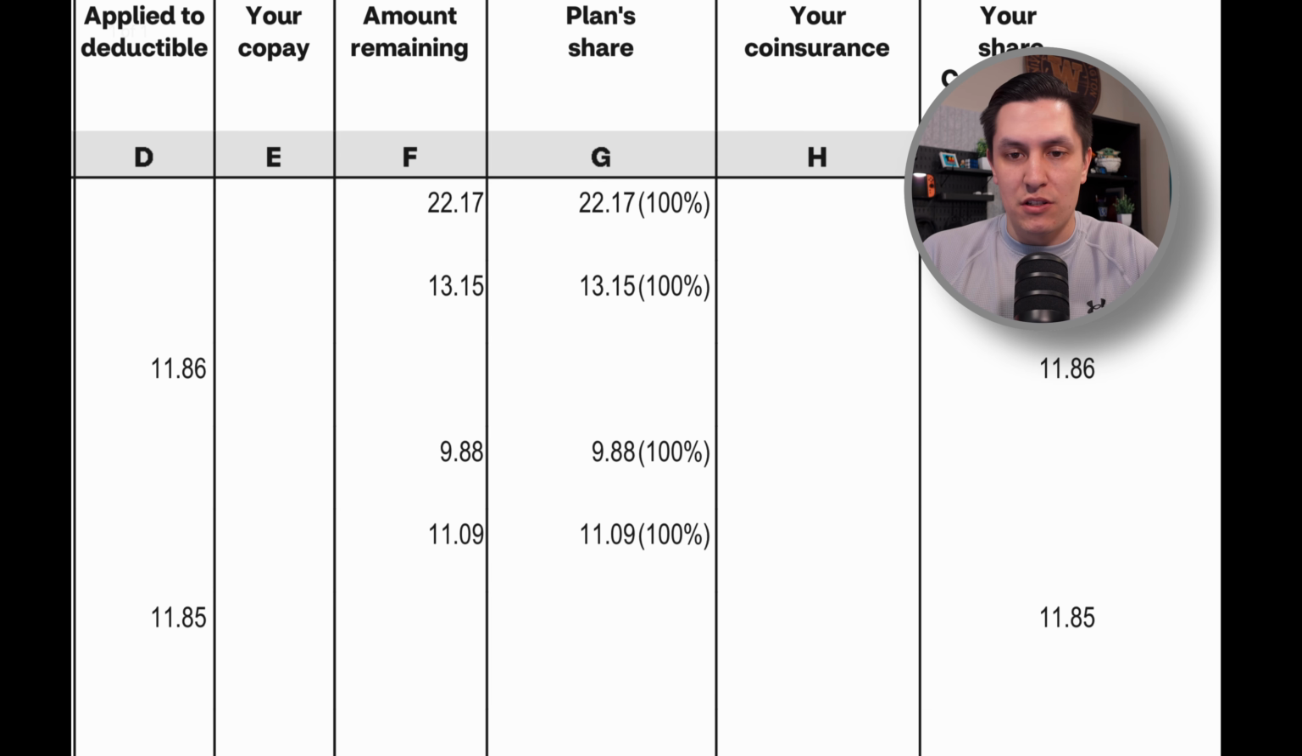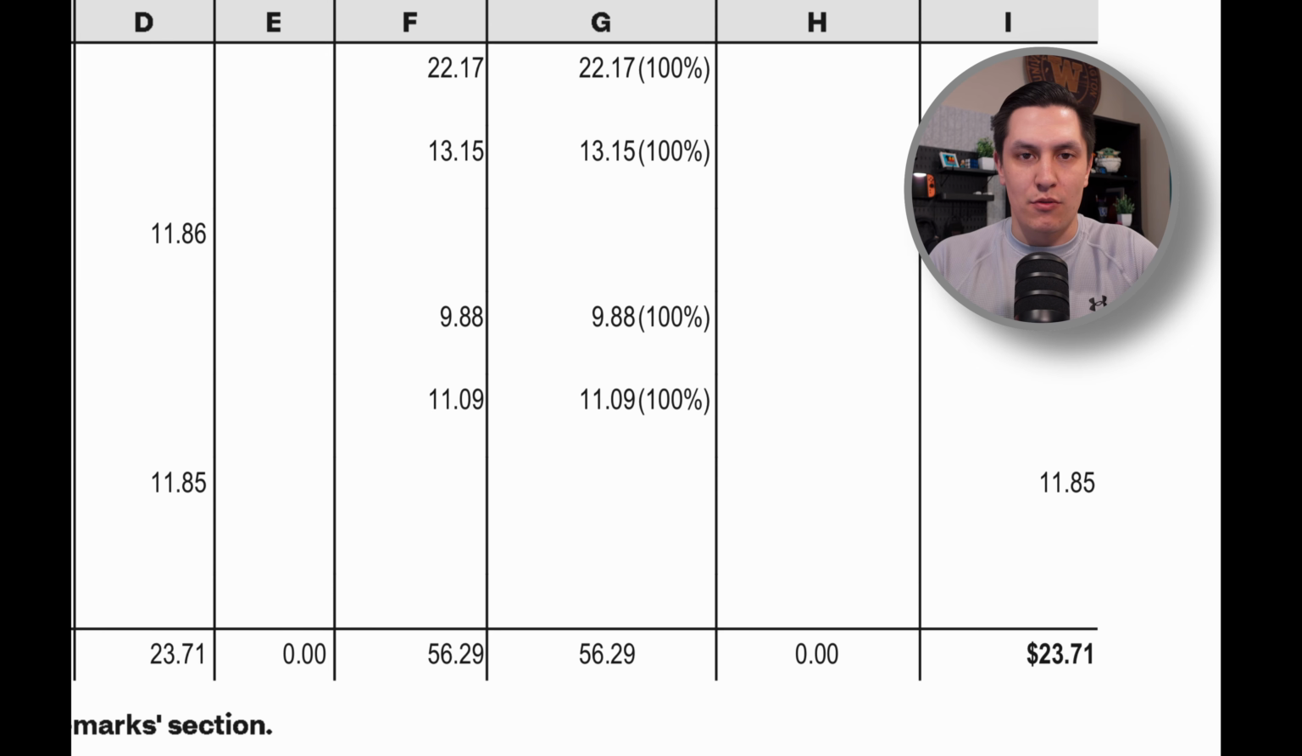And then if we shift all the way to the right, you'll see your share or my share. This is the amount that I have to cover. And so you'll see that $1185 from the deductible column, and it just gets summed up at the bottom. And that's how much I'm going to have to pay for this set of services in this table.